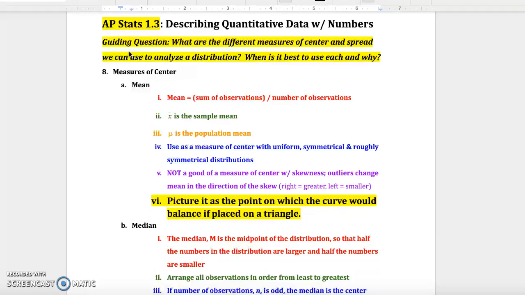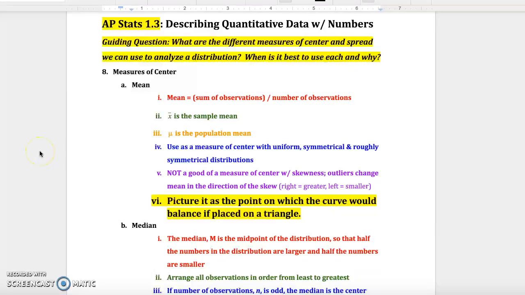Measures of center. We're going to talk about in general how the shape guides which of these measures of center and which measures of spread to use. The mean is the average of the observations. We use x bar, the x with the line over it, to be the sample mean. Anything with a hat or a line over it will indicate the sample. Mu here is the population mean.